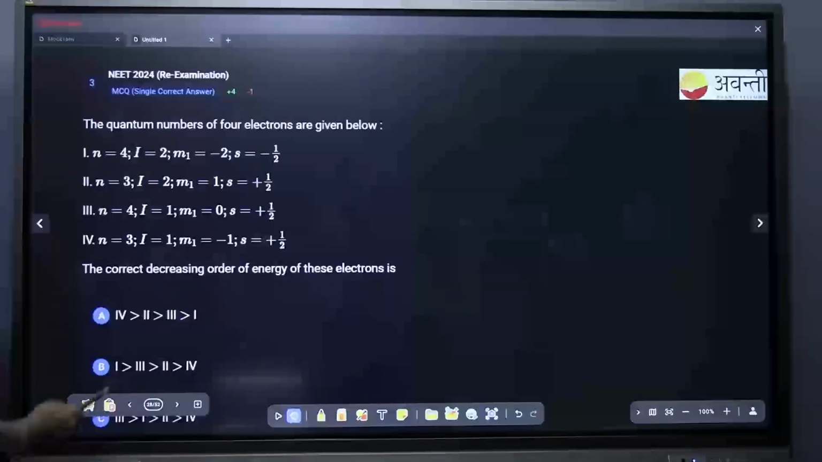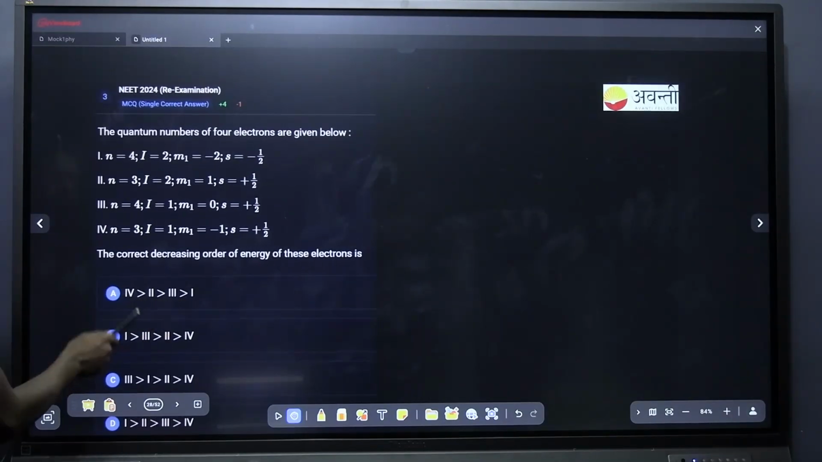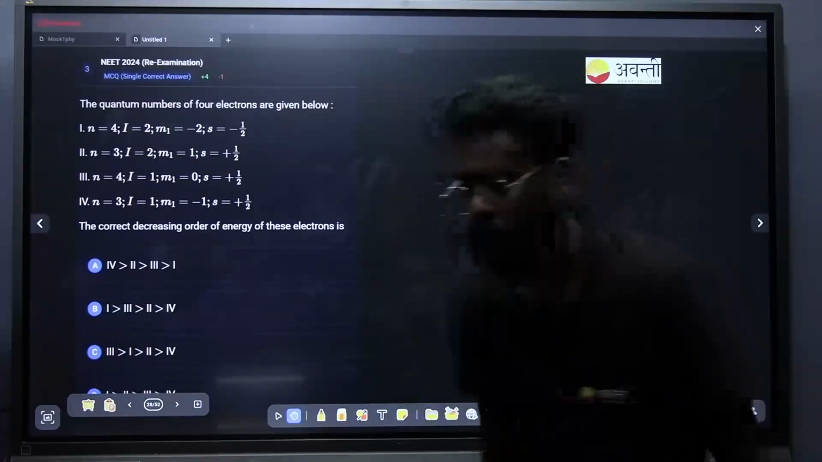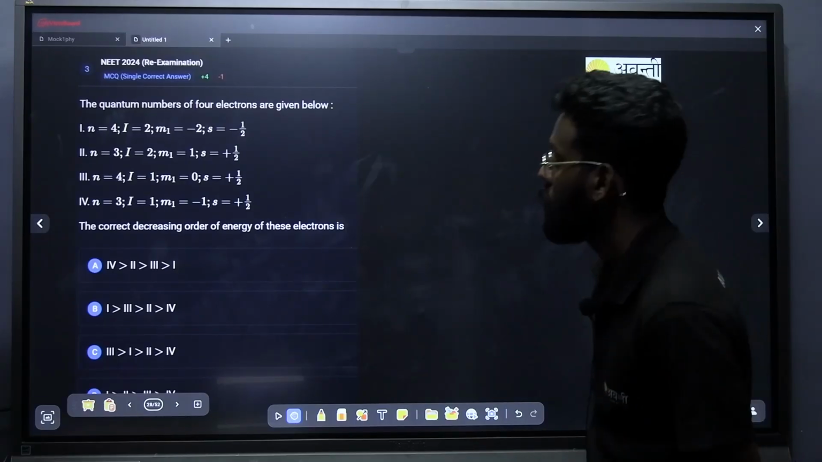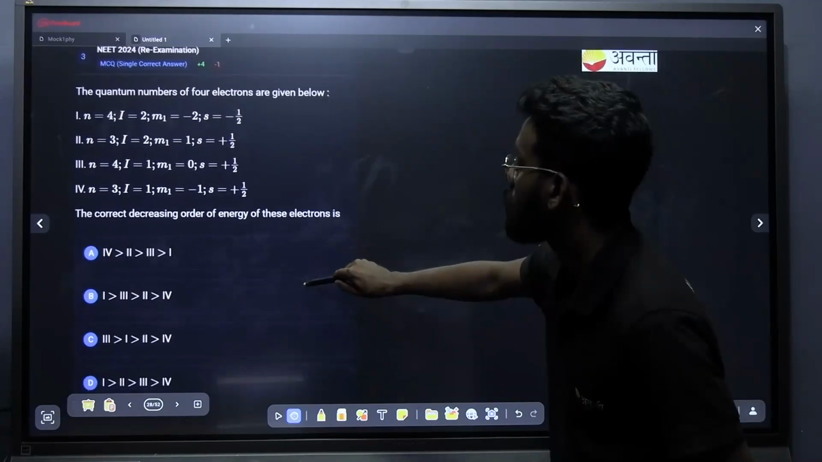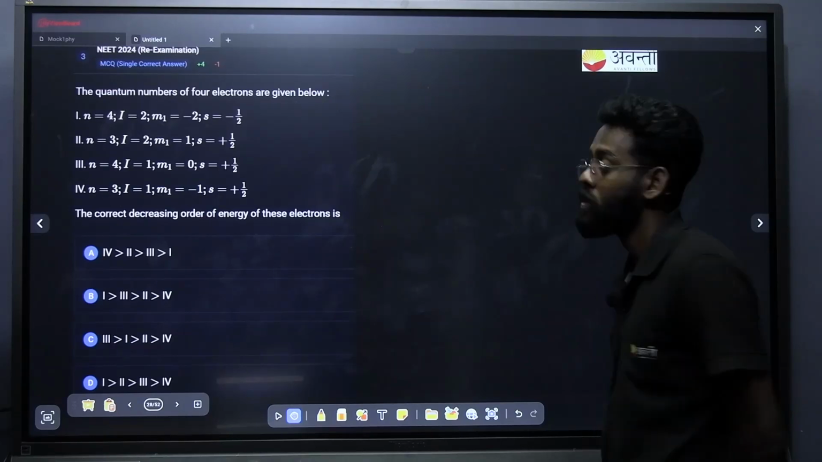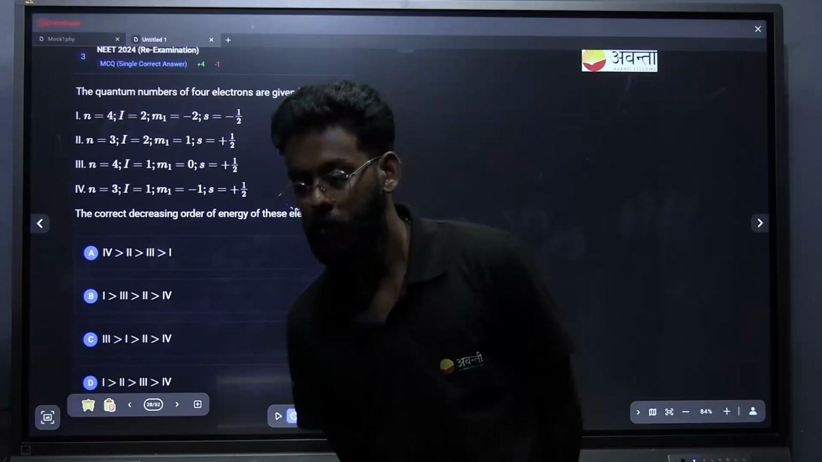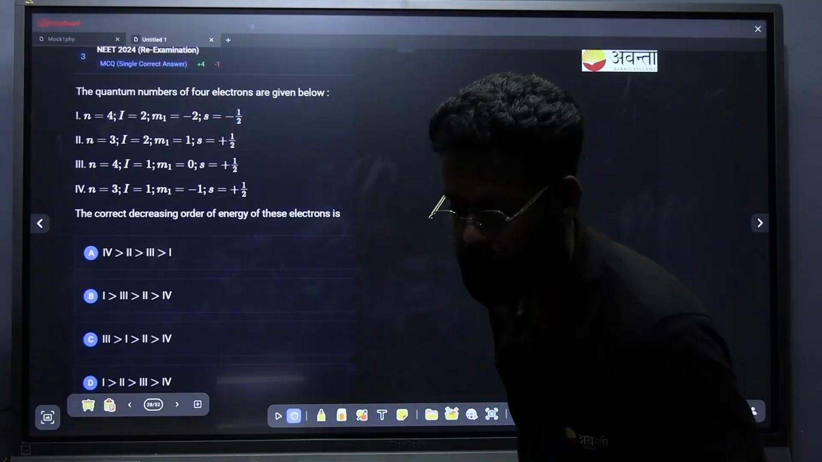Here is the first question for you. Quantum numbers of 4 electrons are given below. Yeah, now it's a competition. Who is going to give me the answer first? The correct decreasing order of energy of these electrons. NEET 2024. Tell me, which equation you have to use? Who is going to tell me which equation we are going to use here?